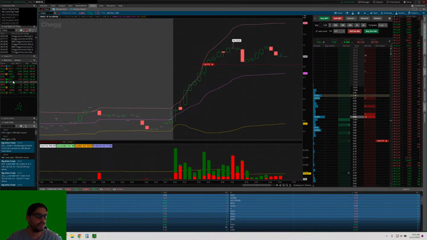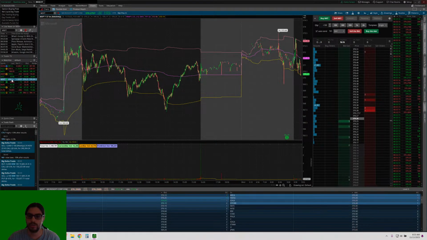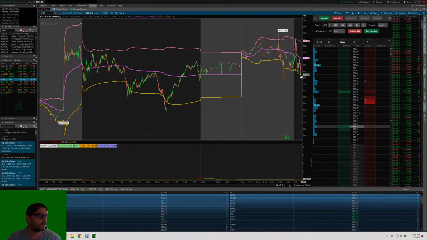Oh, Microsoft, are you opening up for a short? You're at the bottom of the VWAP right now.